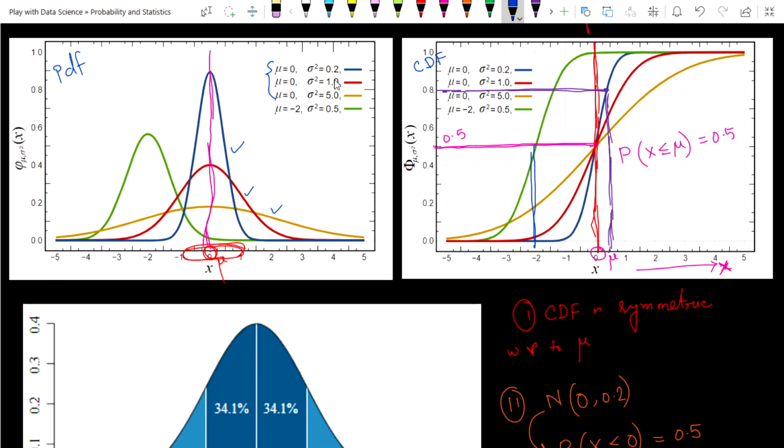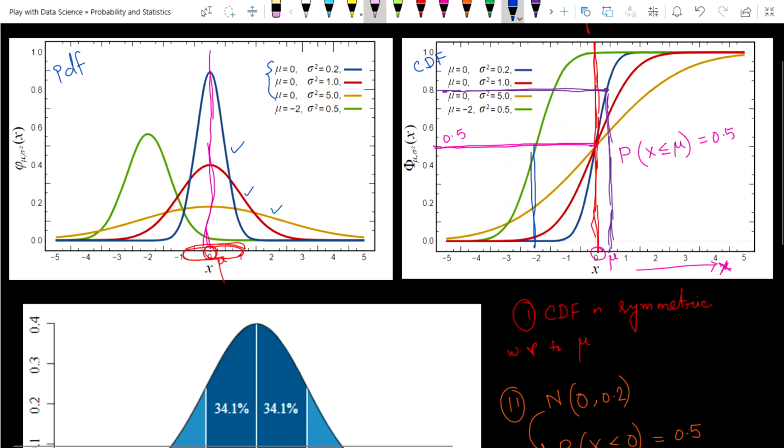Okay, now what is the importance of the standard deviation here? Compare from the blue to the yellow. In the blue line our standard deviation is 0.2, in the red line it is 1, and in the yellow line it is 5. If we increase the value of the standard deviation, then the curve will move further away from the mean line.